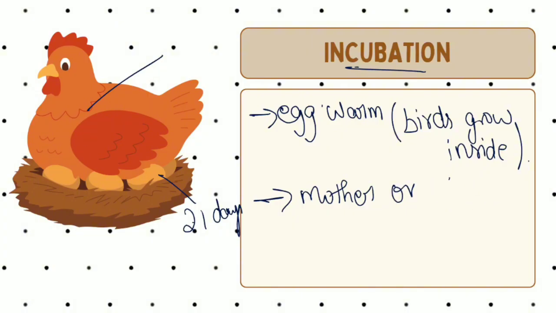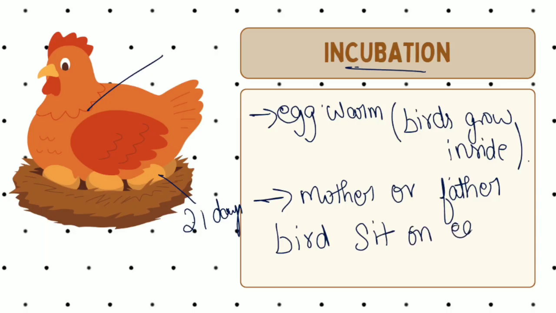Mostly the mother or father bird will sit on the egg. When it sits on the egg, it keeps the egg warm. So what happens next? The birds hatch. Fine. So this is called incubation.